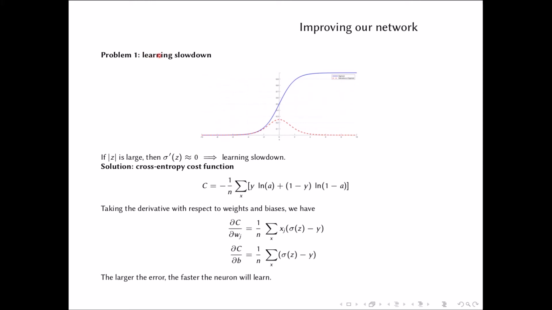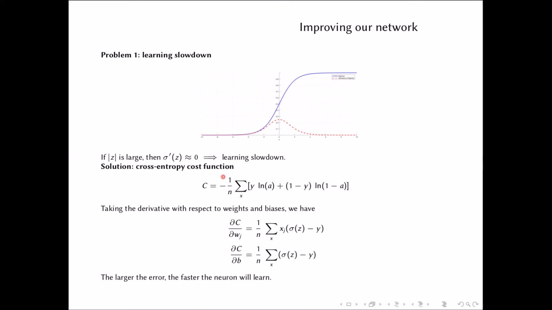The first problem is the learning slowdown. The red curve is the sigmoid prime function. It shows that if the absolute value of z is large, at these two ends, sigma prime of z is about equal to 0. And if you look at our fundamental equation 1, we have a sigma prime of z there. That means if this is about 0, this error is about 0. The error in the previous layers is also going to be 0. The gradient of the weights and biases is about 0. The machine stops learning. That's the bad news.